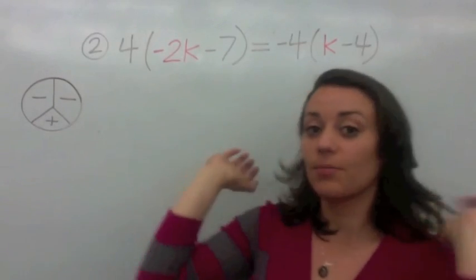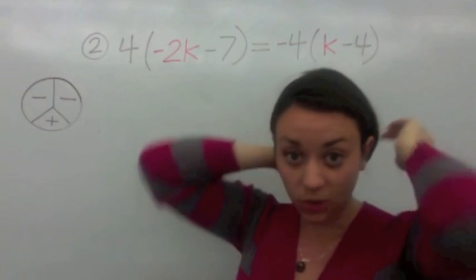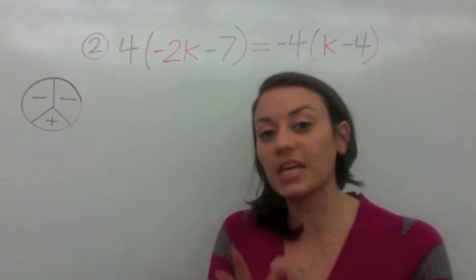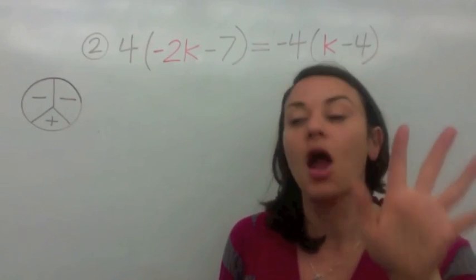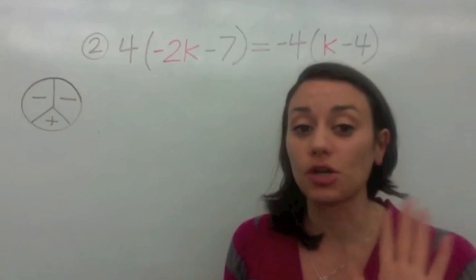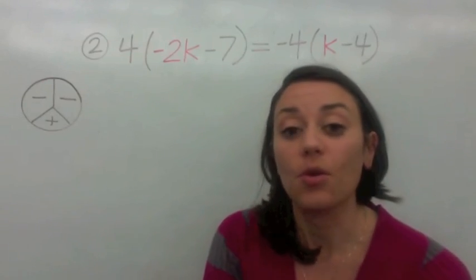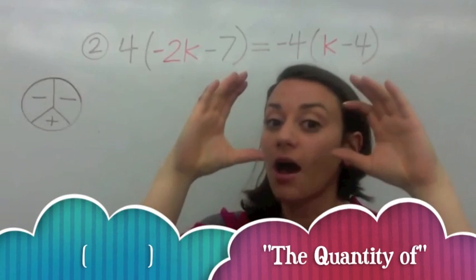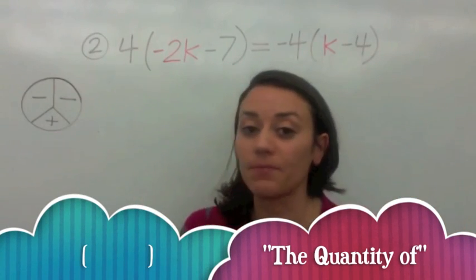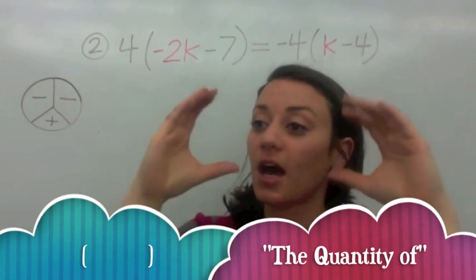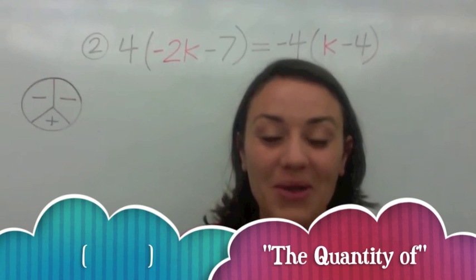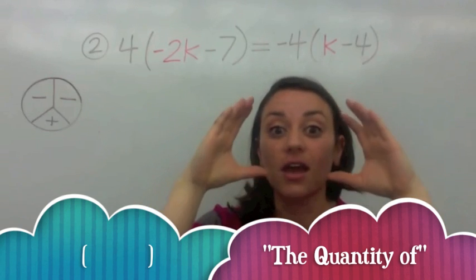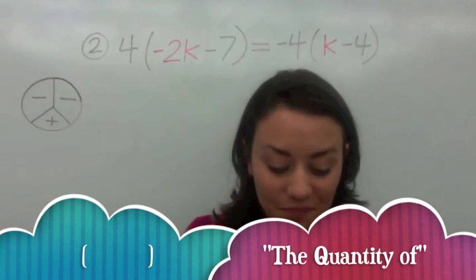Let's take a look at number 2 on your classwork today. Let's practice reading this equation before we start. Before we start, you need to know that what is in the parentheses is called the quantity of. Say it with me now. Say, the quantity of. One more time for Jacob. Okay, the quantity of. All right, good.